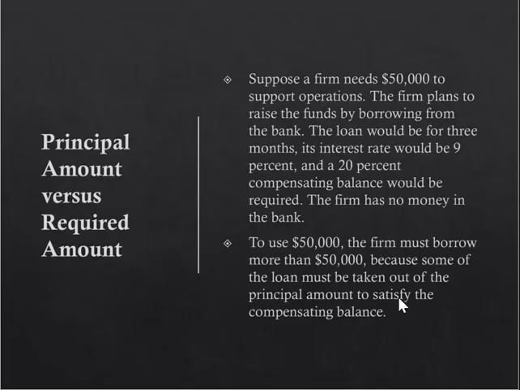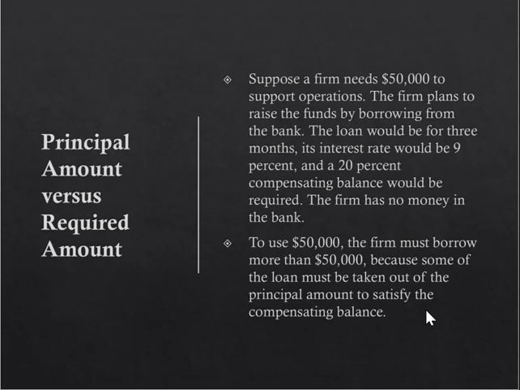So suppose the firm needs $50,000 to support operations. The firm plans on raising the funds by borrowing from the bank. The loan would be for 3 months, its interest rate 9%, and a 20% compensating balance is required. The firm has no money in the bank. So to use the $50,000, the firm's got to borrow more than $50,000 because it's got to have $10,000 compensating balance sitting in the bank, or a little bit more than $10,000, because it's a compensating balance on the full amount of the loan.